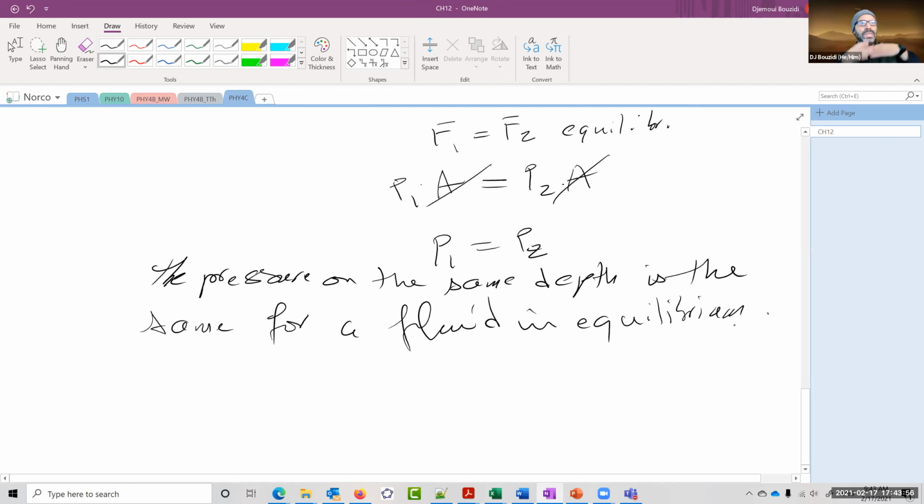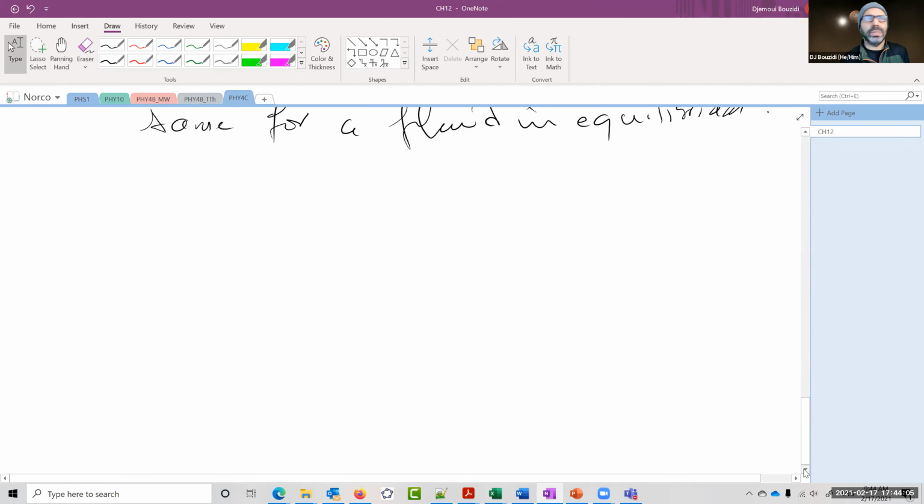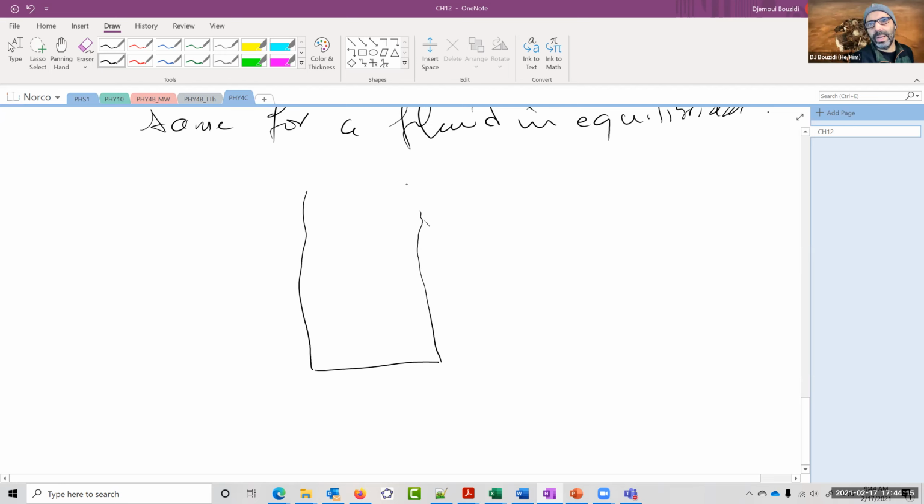Okay, as long as we are on the same level, the pressure is the same. Let's now explore the idea when we are not on the same level, the difference in pressure. I'm going to take the same fluid as I took before. Okay, here is the fluid.